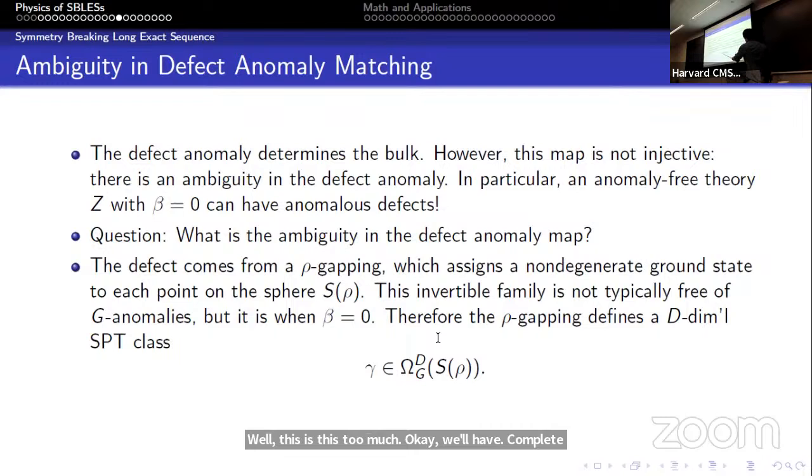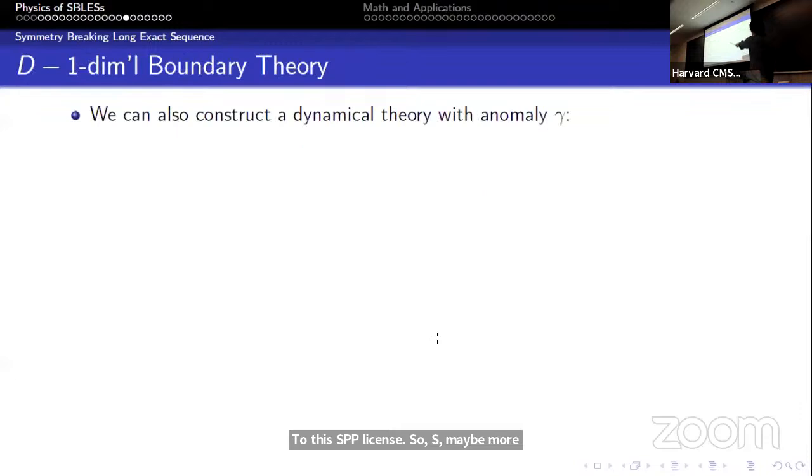If I think about this anomaly, can I find a D minus one dimensional theory with this anomaly? Right, kind of from the boundary theory to this SPT that I just found. So something maybe more dynamic. And the answer is yes. So we can find that dynamical theory, the anomaly. Here's how you do it.